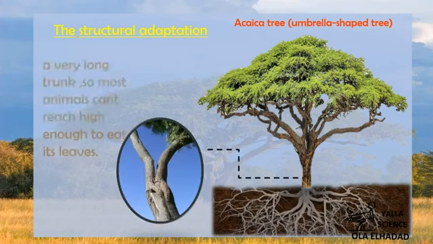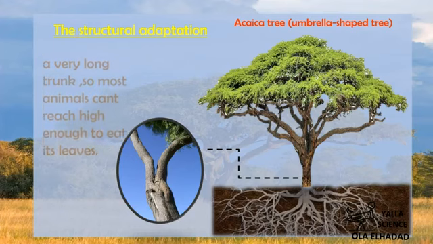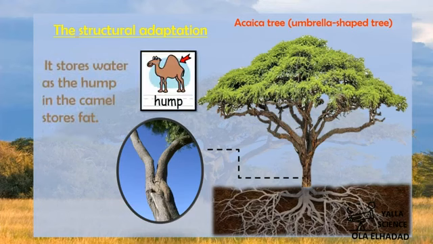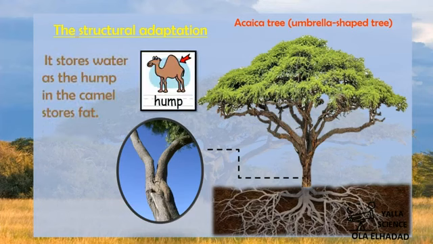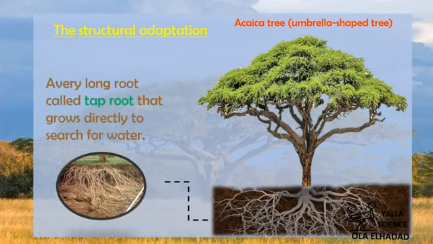It has a very long trunk, so most animals can't reach high enough to eat its leaves. The trunk stores water, as the hump in the camel stores fat. It also has a very long root called a taproot that grows down directly to search for water.